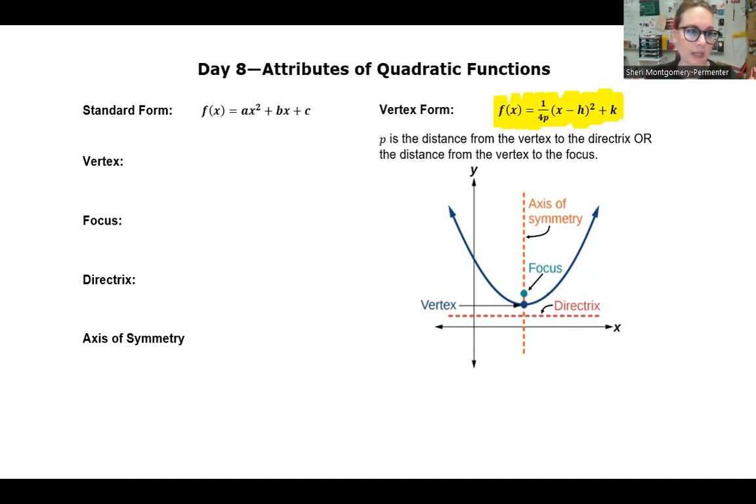So the vertex is that maximum or minimum point. It's also H comma K. Well, it's negative H, K. So it's going to be opposite of whatever you see here. And then K, I'm going to erase that. It's H, K. The focus is a point inside the curve.